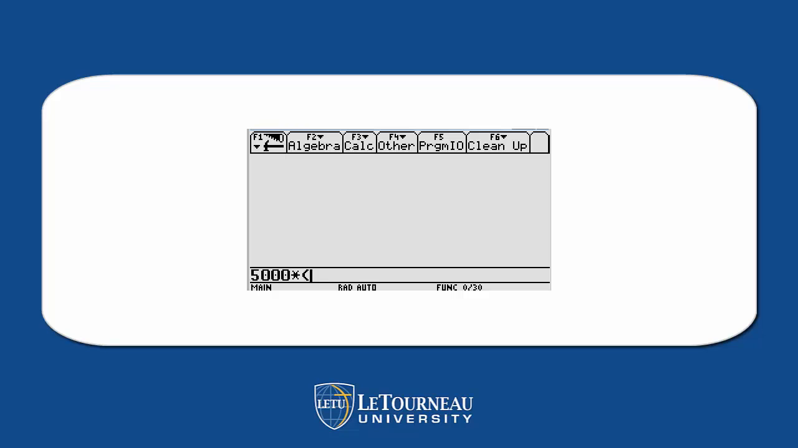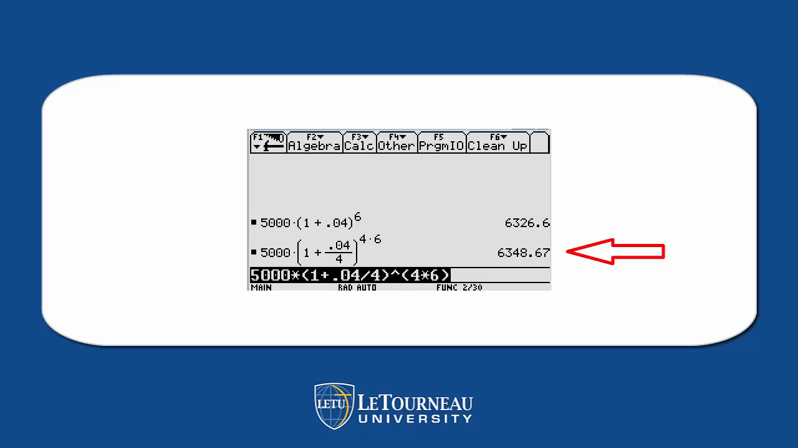So we have 5,000 times, and we're going to start with the annual, 1 plus 0.04 raised to the 6 power. Annually we make $6,326.60. Now, let's see if we make more by doing it quarterly. We better, because we got interest every quarter, and that earned interest. All right, so let's see what we get here. Aha! This time we get $6,348. Notice we gained about $22.